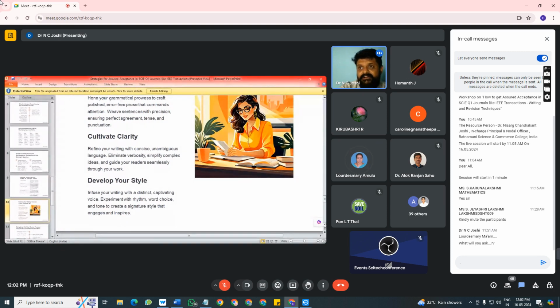It means that you have to show it in your sentences, not in the format, because SCIE Q1 journals have their own format, which follows the guidelines of UGC and AICTE and all those things. Okay, so develop your style in sentences.